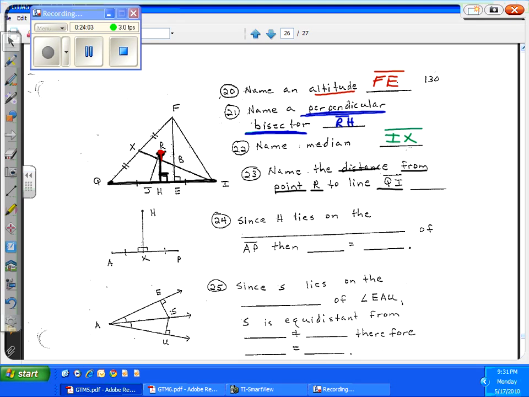The distance from a point to a line is defined to be the length of the perpendicular segment drawn from the point to the line, and we represent length without any symbol above it. Just RH represents the distance from point R to point H. Distance being a value, not a segment, you see. Okay?